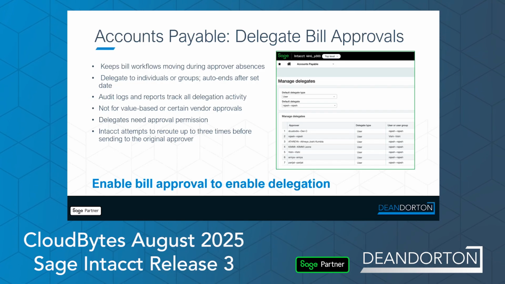Keeps the bill workflows. You do have to enable bill approval to enable delegation, right? So if you don't have bill approval turned on, there's nothing to delegate. There's nobody to set up to approve bills or anything like that. Of course, the delegates need approval permission, so you would need to give them the correct security permissions and setup configurations inside the system to be able to do the approvals. And everything in here is, of course, tracked with your audit log, and you can report back all of that kind of activity, no matter who or what group it was delegated to.